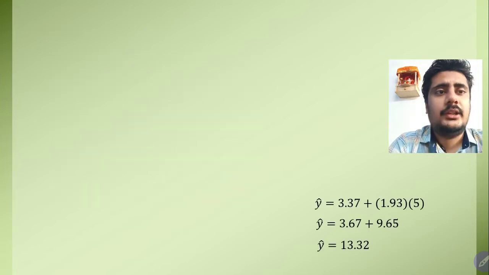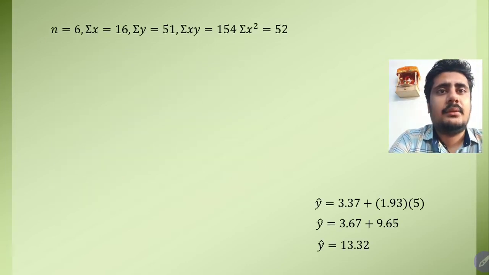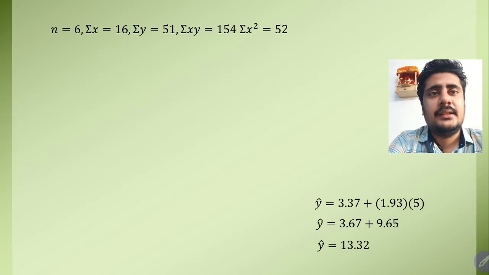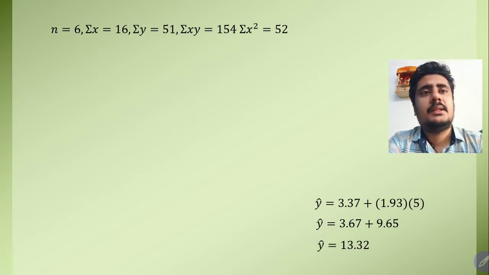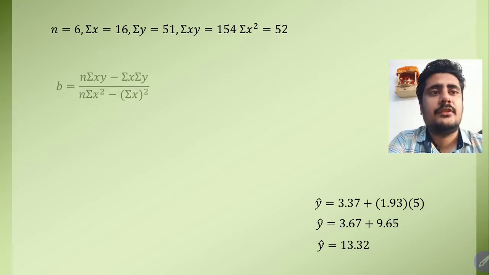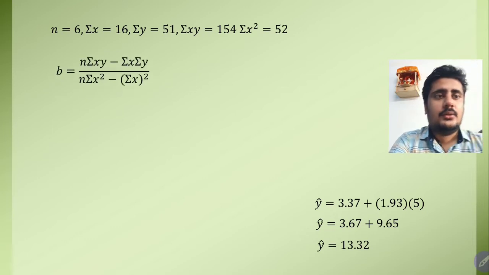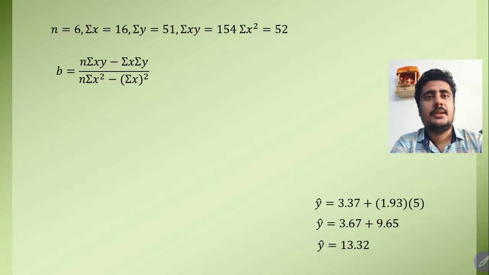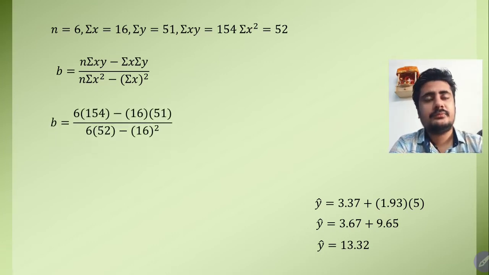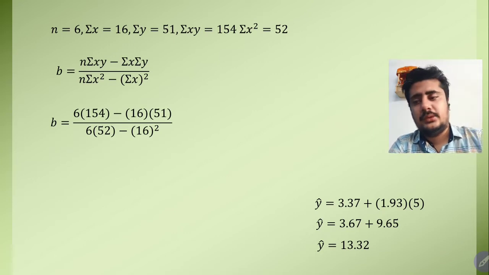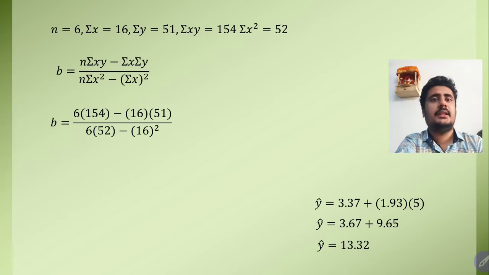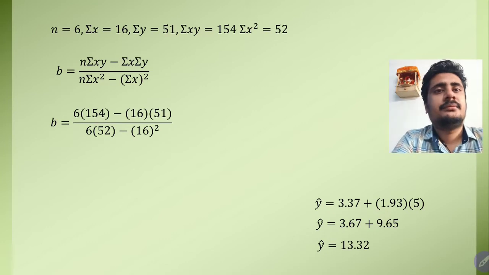Now what will we do? n equals 6, sigma x is 16, sigma y is 51, sigma xy is 154 and sigma x square is 52. So we will find b. Now what is b? It is n sigma xy minus sigma x sigma y upon n sigma x square minus sigma x whole square. So you have to simply put the digits in the formula.